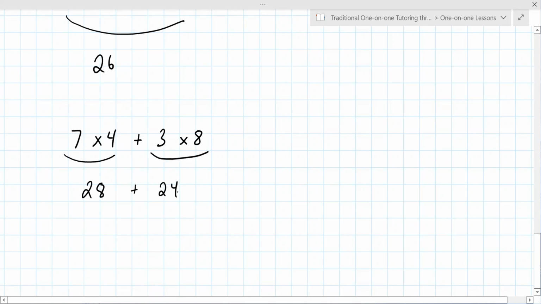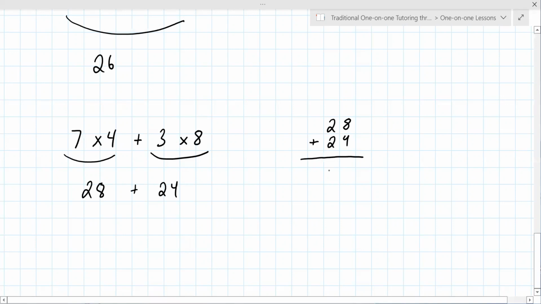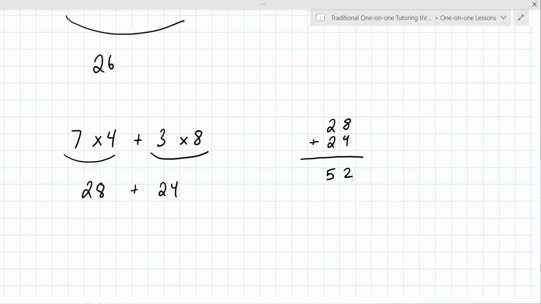24. Okay, so you should add them up vertically. Did you write them this way? Probably good to not do it that way though. Definitely want to always add vertically. Is it 52? Let's say that again. 52. Yes, very good.